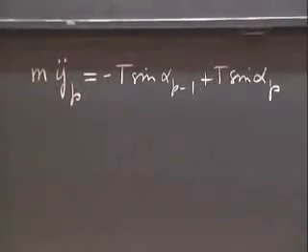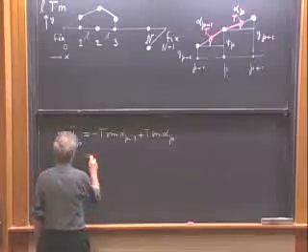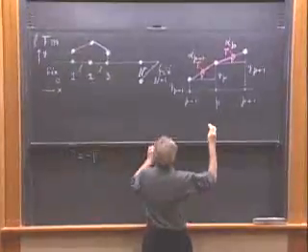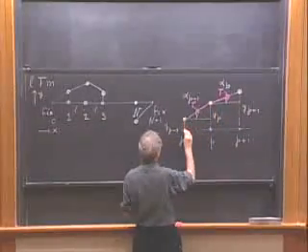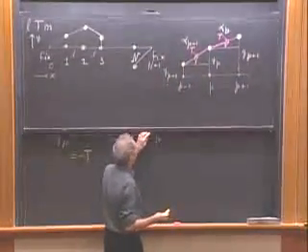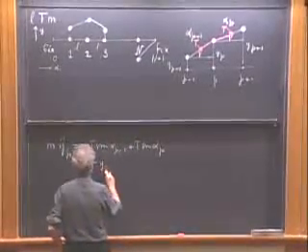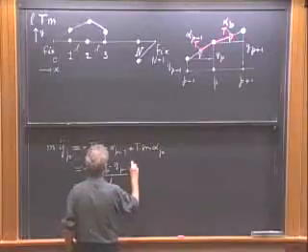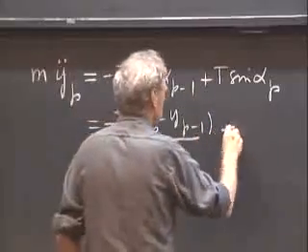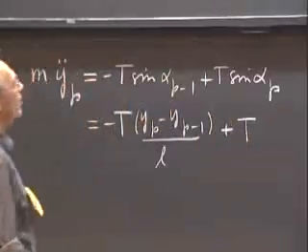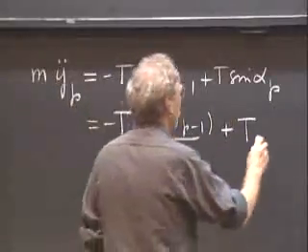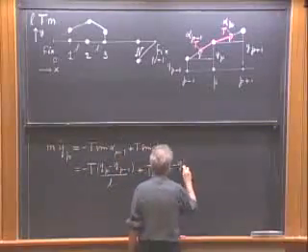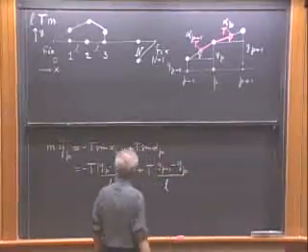But of course I know what the sine of alpha_{P-1} is, because the sine of alpha_{P-1} is y_P minus y_{P-1} divided by L. And so I can write here y_P minus y_{P-1} divided by L. And here I have T, the sine of alpha_P is y_{P+1} minus y_P divided by L.